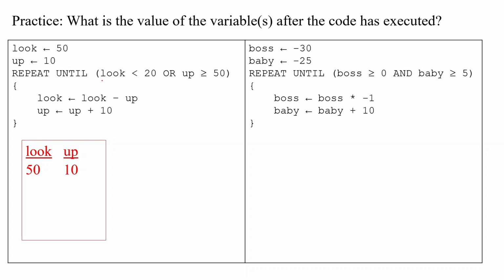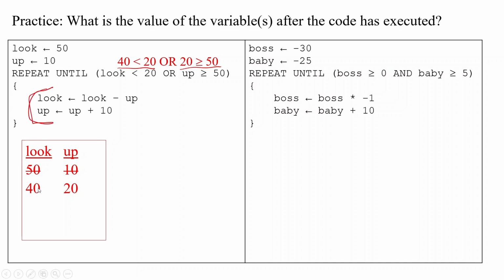And right now, is 50 less than 20? Nope. Is 10 greater than or equal to 50? Nope. So I'm going to run these 2 lines of code. Okay. Look is 50, and I subtract 10. 50 minus 10 is going to be 40. And then up gets 10 added to it, which becomes 20. Okay. So then I'm going to go check my condition again. Okay. So this condition again, is 40 less than 20? No. Is 20 greater than or equal to 50? No. So I go through and I do these again.